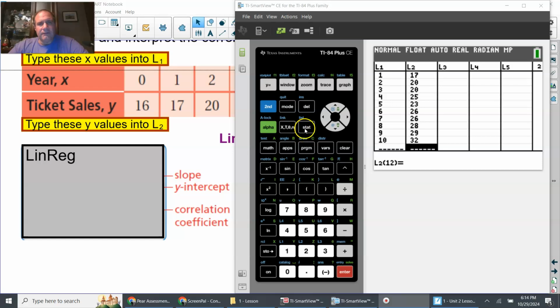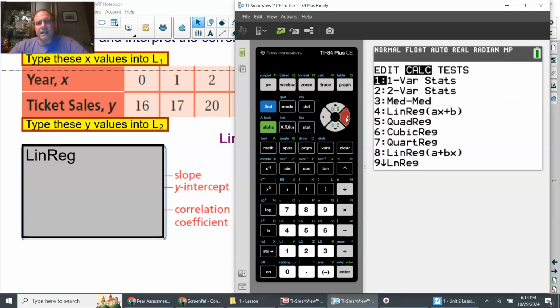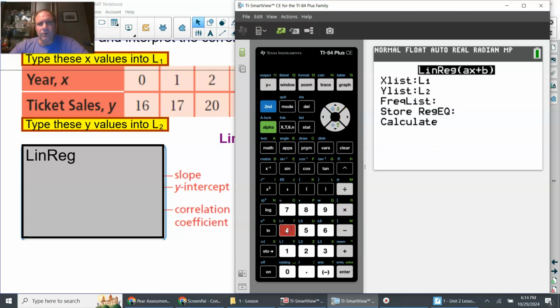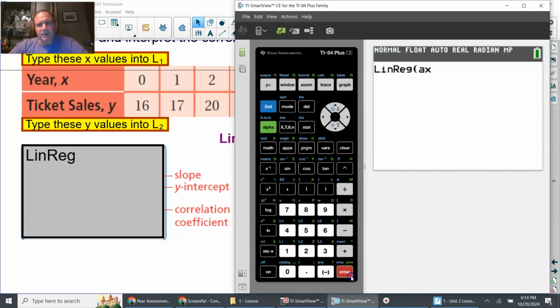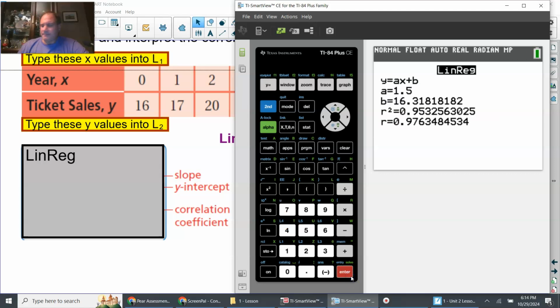And here it is. We're going to press stat. We're going to go over to calc. Just remember, to see the correlation coefficient, stat diagnostics has to be on. Mine is on, so there's no worry. I'm going to press 4 and then press enter 5 times, and you will get A for the slope. I'm just going to put A equals 1.5. B equals, and I'm going to round this to the nearest tenth, because that's what it said, 16.3.